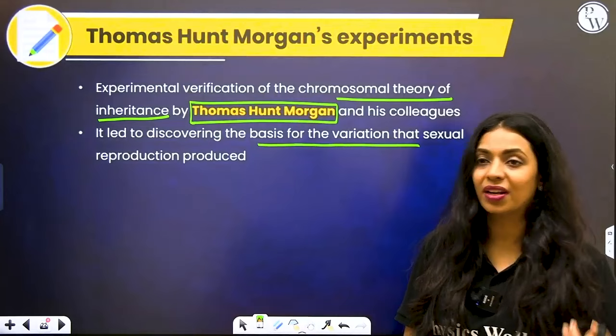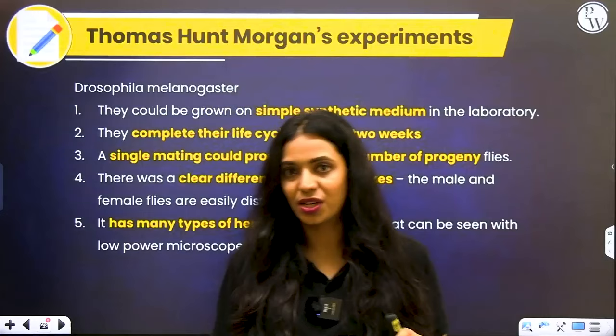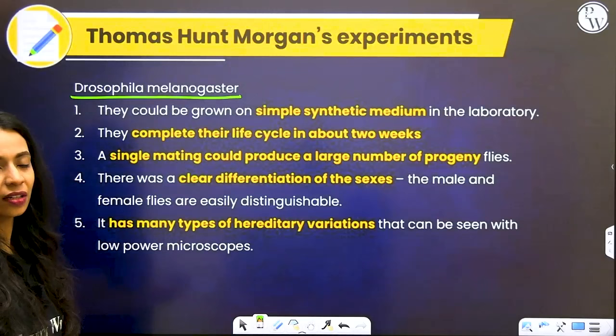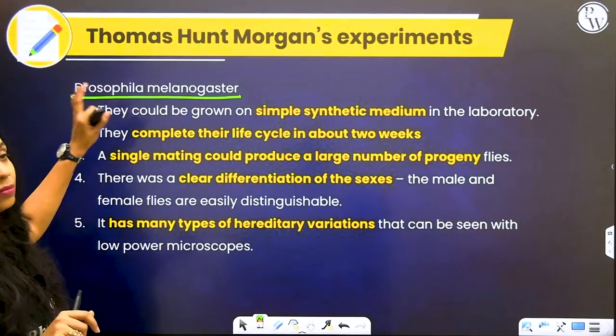Okay. So for his experiments, he used an animal. He used an insect, which we call the fruit fly in layman terms. But its scientific name is Drosophila melanogaster. You know, when you keep bananas out in the open, if it's uncovered, then you see small black flies flying around it, right? They are these flies called fruit flies. Its scientific name is Drosophila melanogaster.